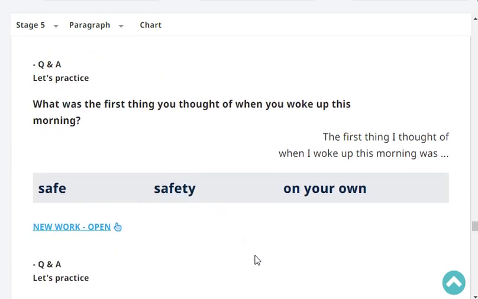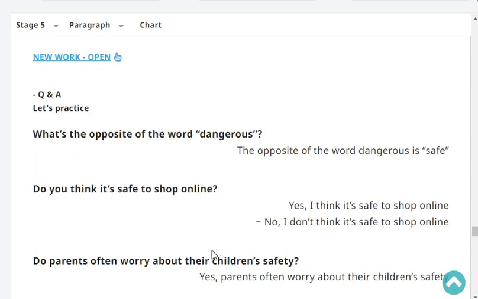Very good. What was the first thing you thought of when you woke up this morning? The first thing I thought of when I woke up this morning was walk. Very good. Okay, what's the opposite of the word dangerous? The opposite of the word dangerous is safe. Very good.